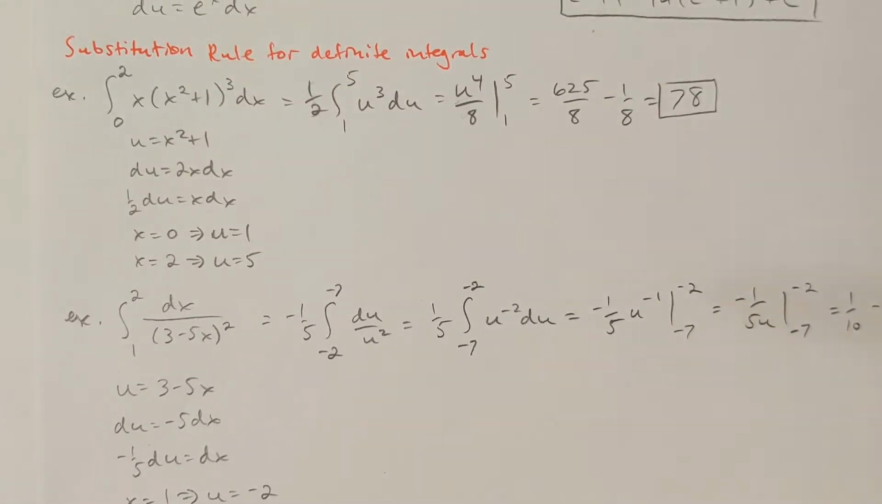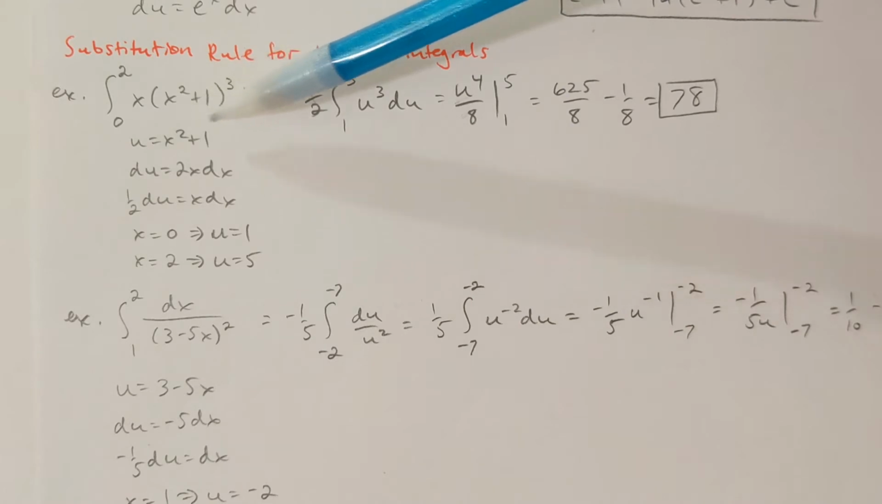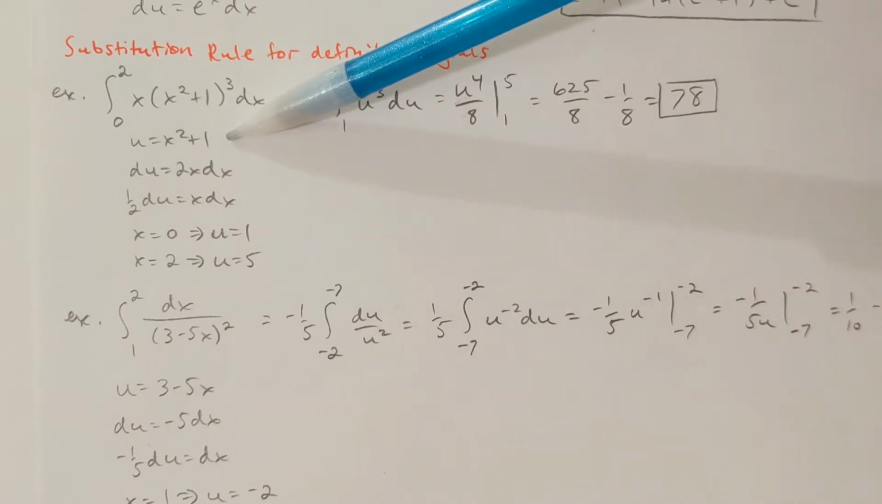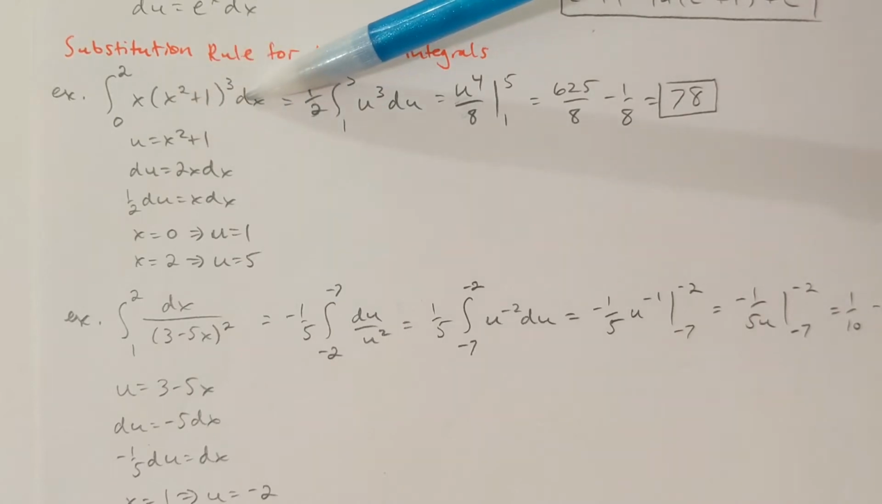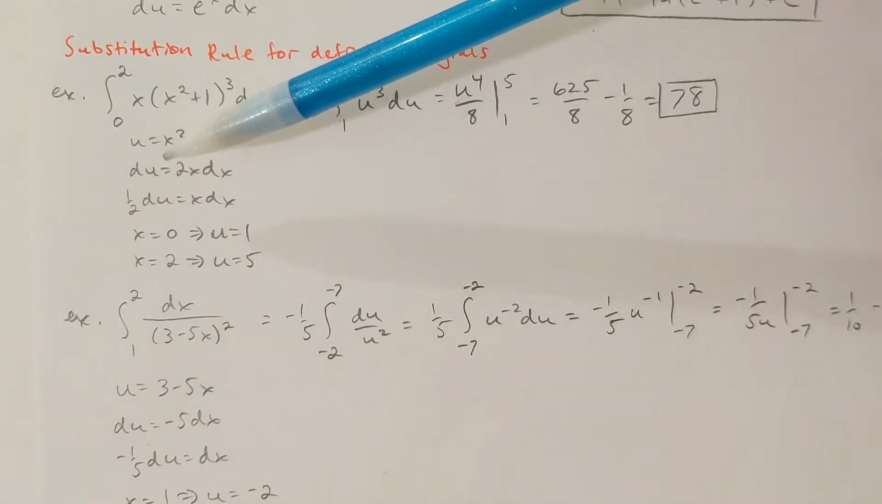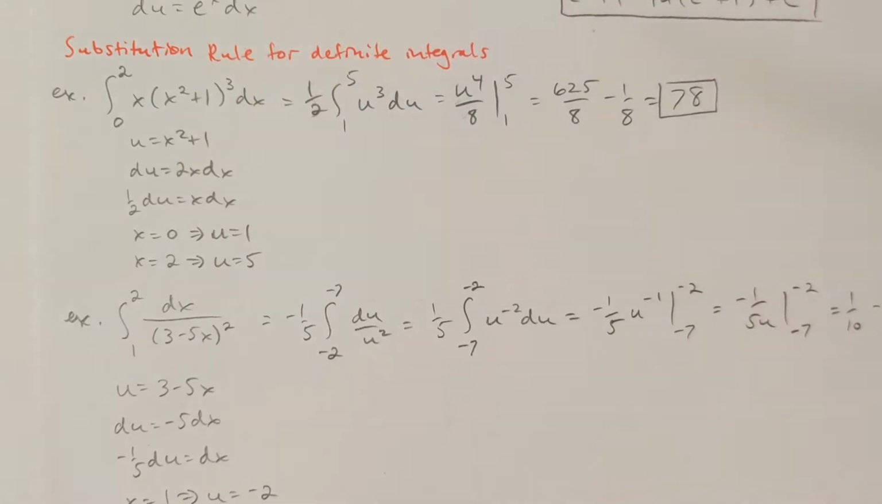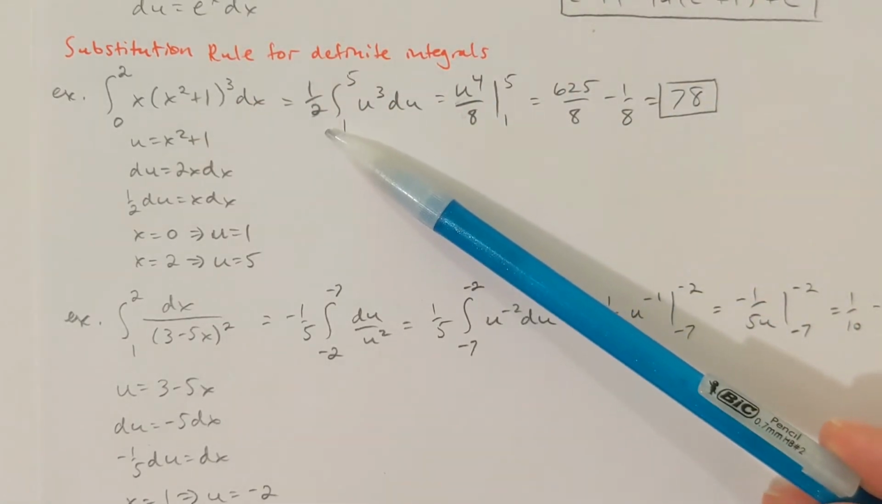Suppose we want to integrate x times x squared plus 1, the quantity cubed, on the interval 0 to 2. Okay, well, if we set up a U substitution, we'll want to let U be x squared plus 1, du would be 2x dx, and I've got an x dx here. Divide both sides by 2, and a 1/2 would come out of my new integral involving U.